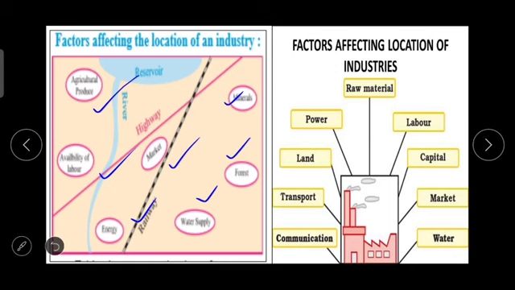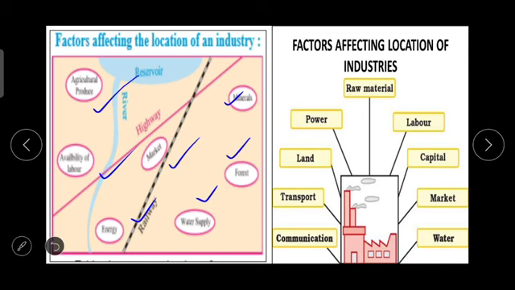Agricultural produce works as raw material. Availability of labor is again very important, because only with labor can a factory run. Then the energy, that is electricity, is very important. The marketplace should be very close to the factory so that the final product can go to the market very easily without wasting more money on transportation. Then water is the essential factor.